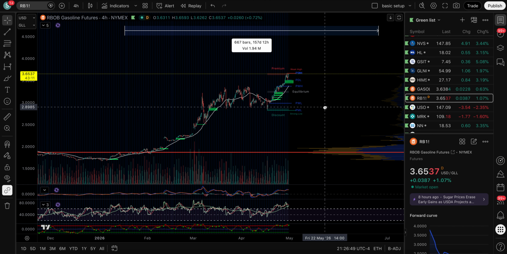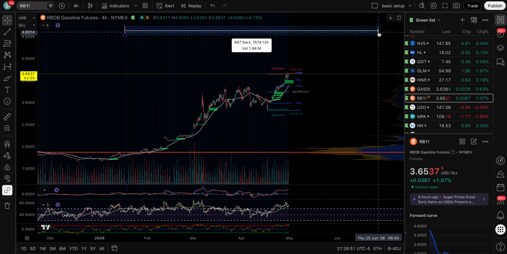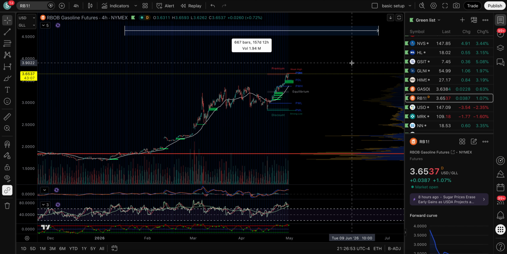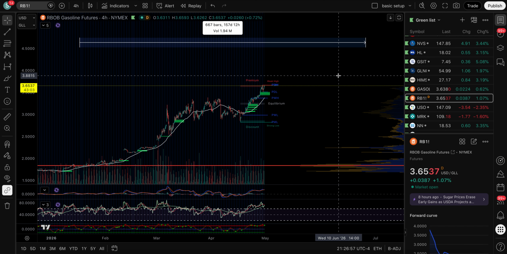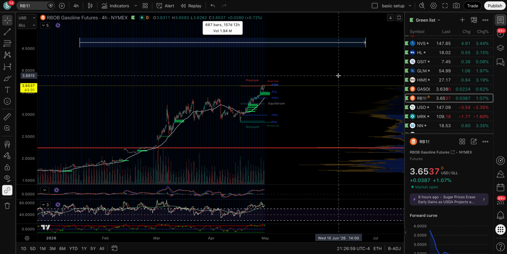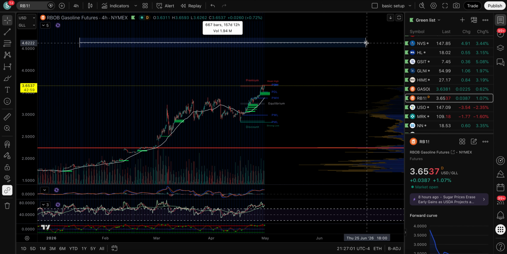So typically, I'll project out a target, and when it hits that target, I'll start scaling out, or at the very least, I'll place a stop loss fairly close to where the target is. I'll start placing stop losses under some demand zones, expecting to get stopped out because I want my orders to get filled.